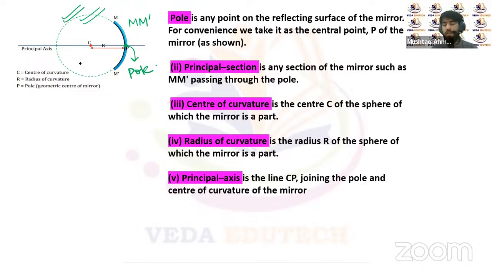The same goes for the convex mirror also. The convex mirror also has a center of curvature, pole, and radius of curvature.